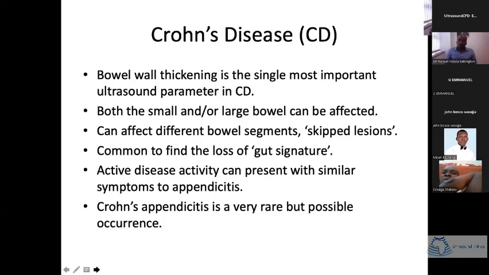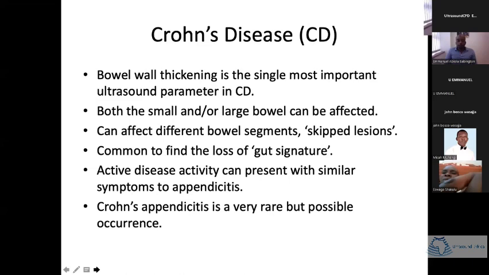So IBD is made up of Crohn's disease and ulcerative colitis. Bowel wall thickening is the single most important parameter in the diagnosis of Crohn's disease. There are numerous publications and research on Crohn's disease in particular, and ulcerative colitis as well. And the agreed consensus is that bowel wall thickness, and in some cases vascularity, are the two key factors that we use in diagnosing or monitoring Crohn's disease.